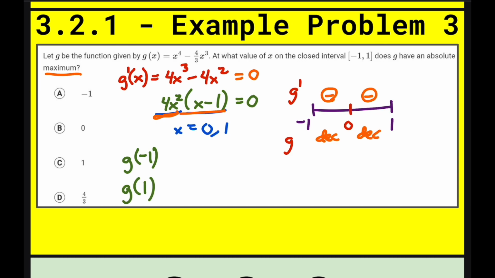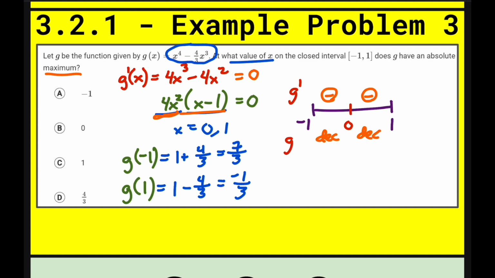Okay, we want to find the absolute max of g. That means we need the y value for this. So we need to plug in -1 into the g equation, not g prime, but the actual g equation. So you're going to get 1 minus, well, actually, we're looking for the x value here. What value of x? So minus 4/3. Actually, it's going to be plus 4/3 on that. So you'll get 7/3 for that one. Okay. We're going to do the same thing with just regular old 1, which is going to be 1 minus 4/3. So it's going to be 3/3 minus 4/3, which is -1/3.